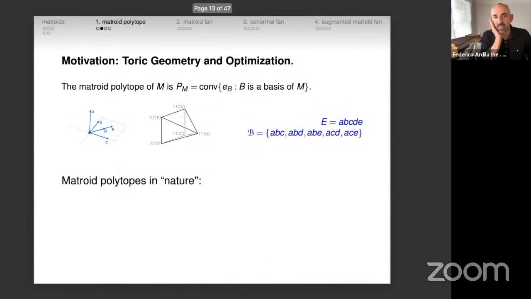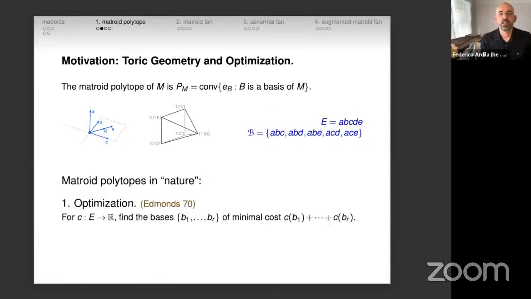Let me talk about why they thought of this. The motivations were actually very different from each other. But this notion of matroid polytopes appears in 2 very different places in nature. The first place that it occurs is in optimization, where the idea is that if you have a matroid, and if you have some cost function on your elements, like this, c is going to be a cost function, then you want to find the basis of the matroid that costs the least. And the cost of a basis is the sum of the costs of the elements. Okay?